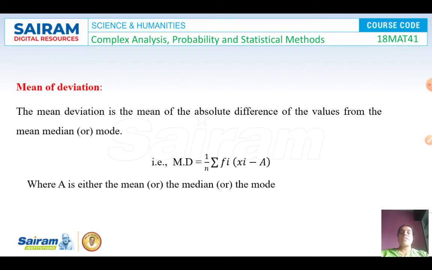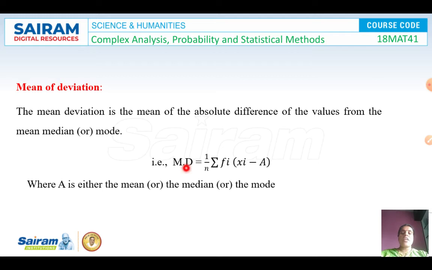So all these definitions are very, very important. You have to remember them. The next one is mean deviation. The mean deviation is the mean of absolute difference of the values from the mean, median or mode.